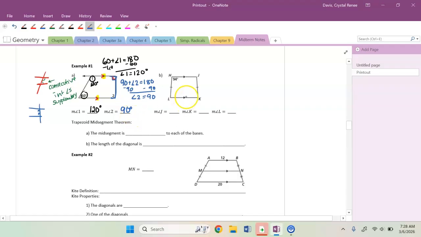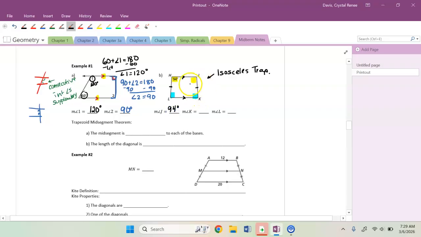Now if I look at B, I know we have a trapezoid because these two sides are parallel, but notice these two sides are congruent, meaning that this is an isosceles trapezoid. In an isosceles trapezoid, I know angles along the same base are congruent, so these are going to be congruent, and these are going to be congruent. So immediately I know angle J is also 94 degrees.